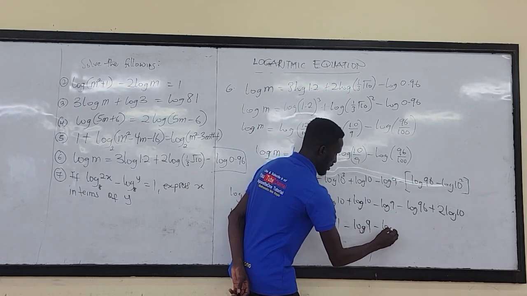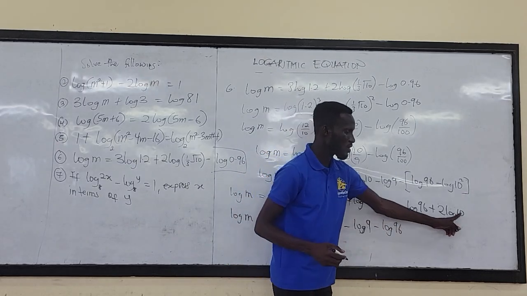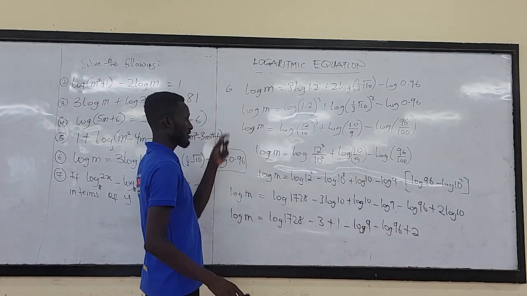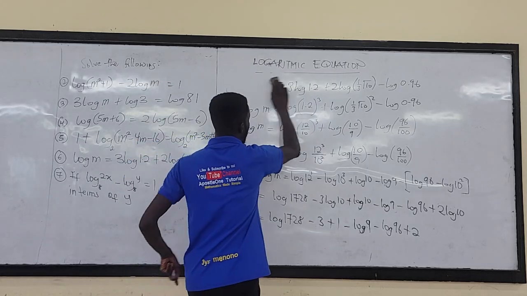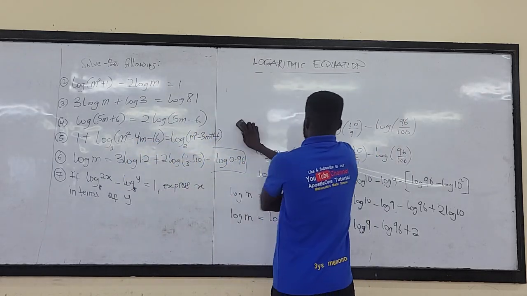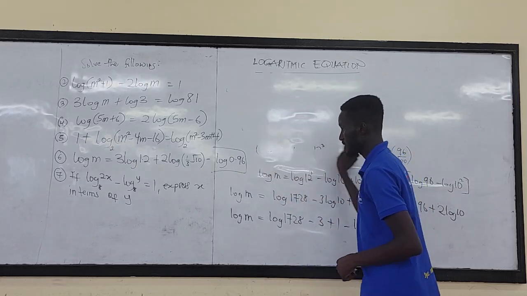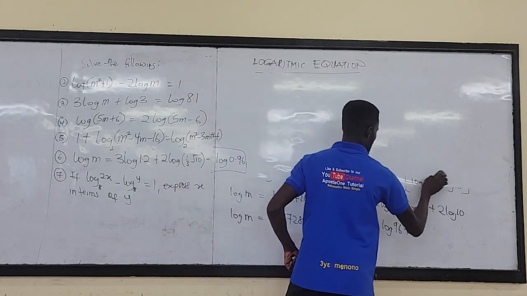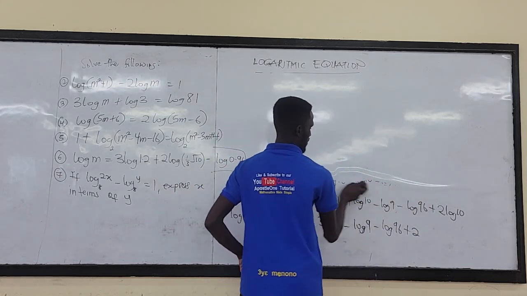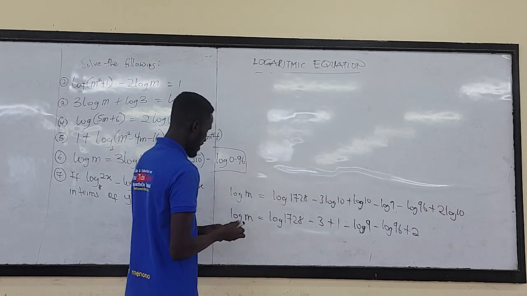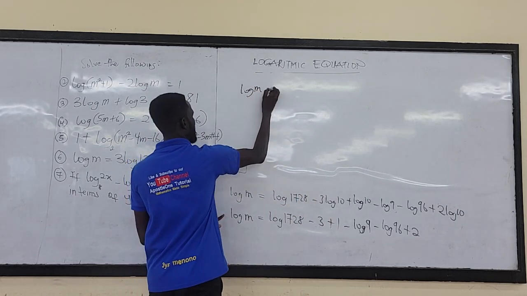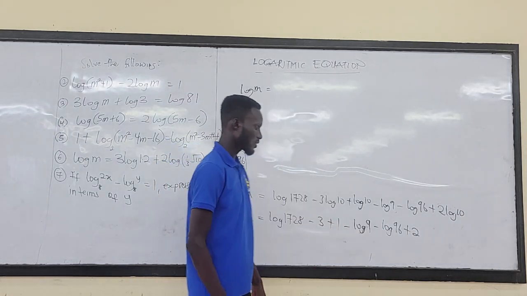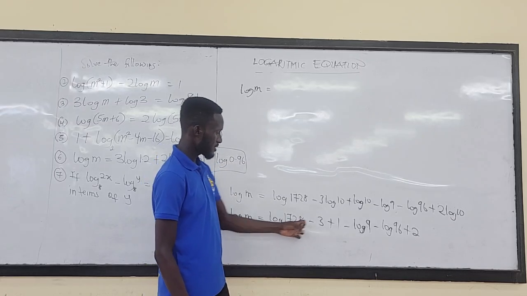This one is minus log 96. This is log with the same base, it gives us 1, so we have plus 2. Now let me clean the top one and we continue from here. That is why we have so many ways we can solve this question. Now from here we have log m is equal to, now you see we can add this one and this one. So that one is very simple. So we have to focus on this and this.